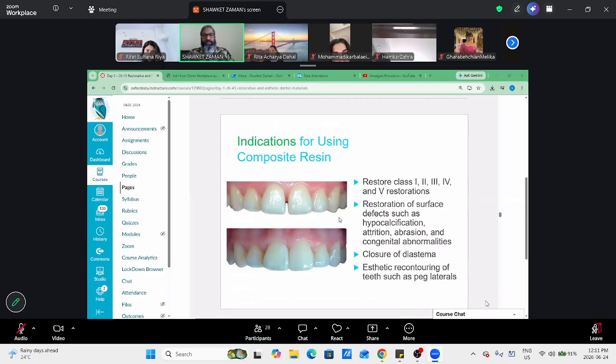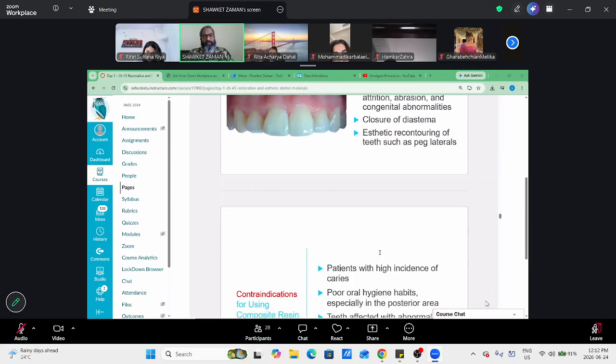And the next expanded use of composite filling materials is that it can be used for any kind of developmental disorders such as hypocalcifications, amelogenesis imperfecta, and dentinogenesis imperfecta, which are also discussed in chapter 17. Then closure of the diastema and reshaping the peg lateral incisors can also be done to improve their appearance through composite filling materials.